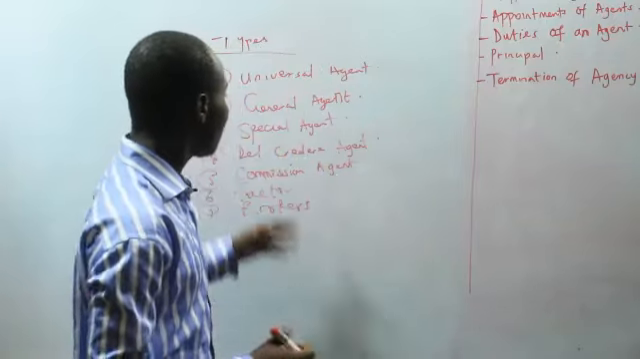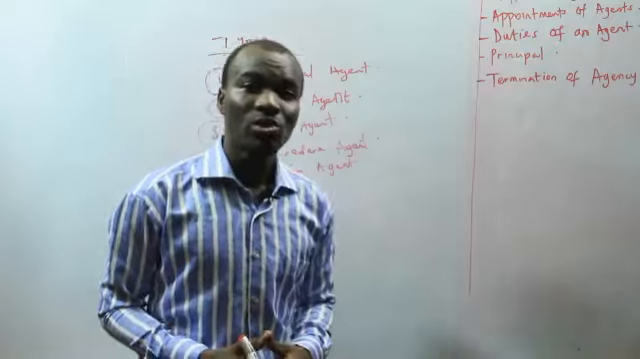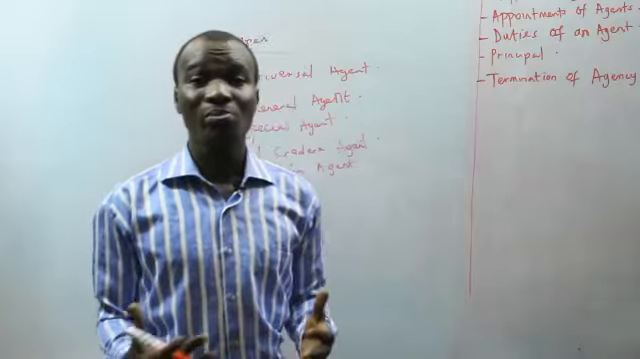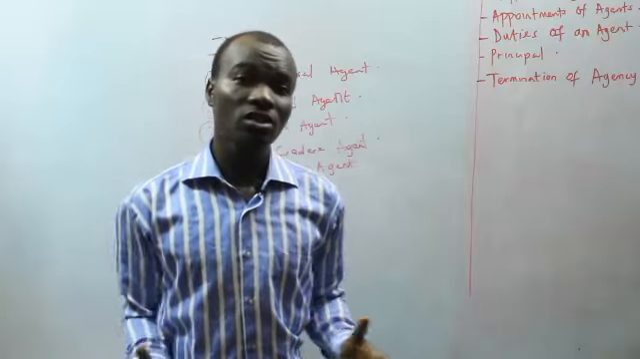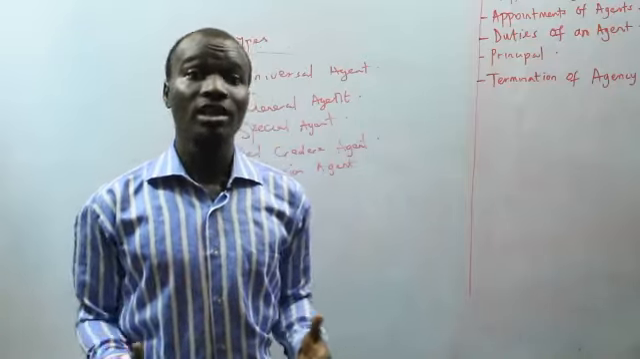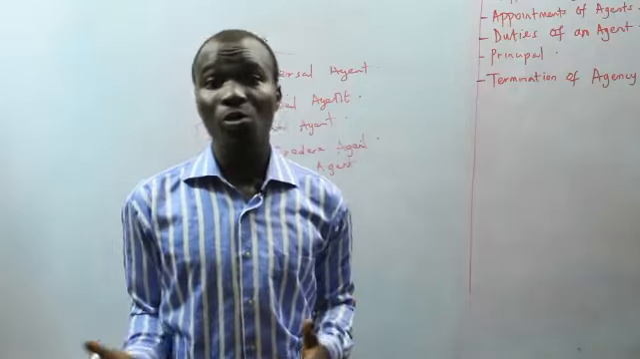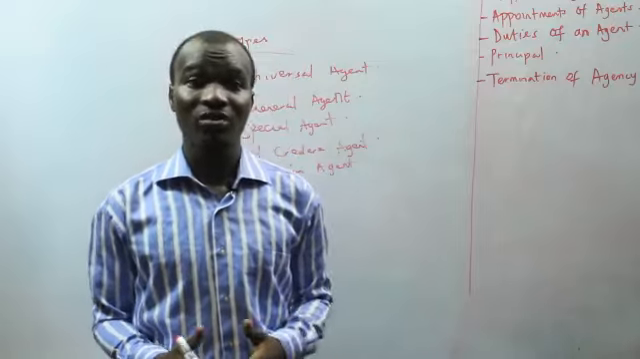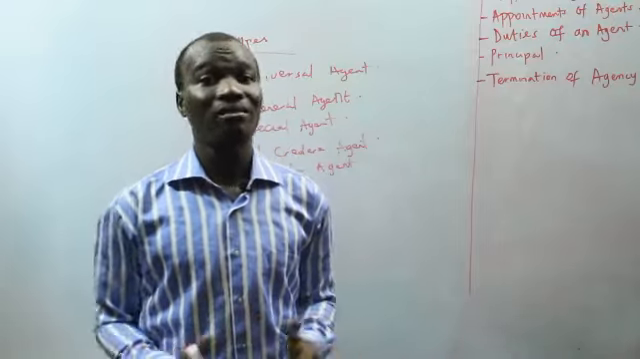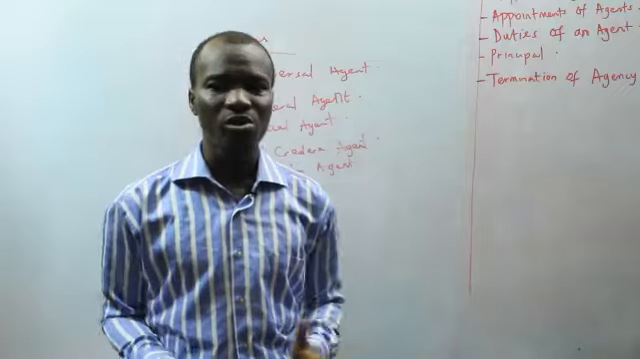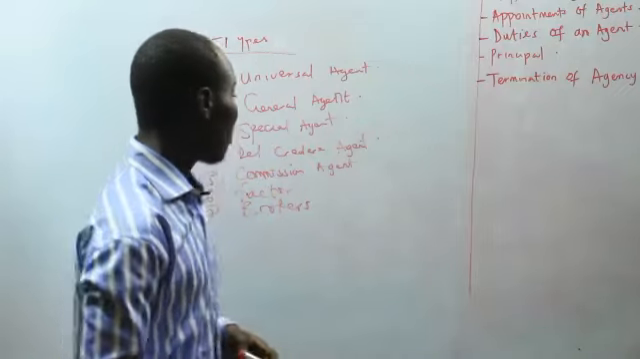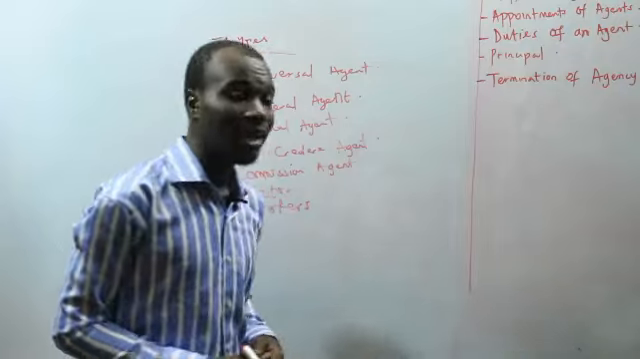Now the next one we have is the special agent. This is the type of agent appointed by the principal to perform some special duties in the contract. Generally, the agent is not appointed to perform the normal part of the business of the principal, but is appointed for a specific purpose. Such an agent, we call a special agent. Next one is the credential agent.